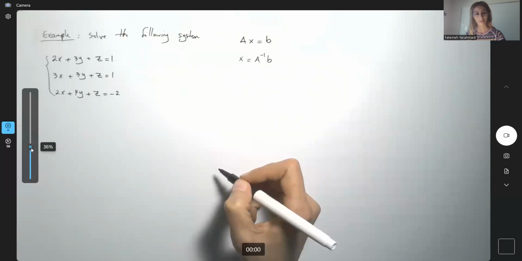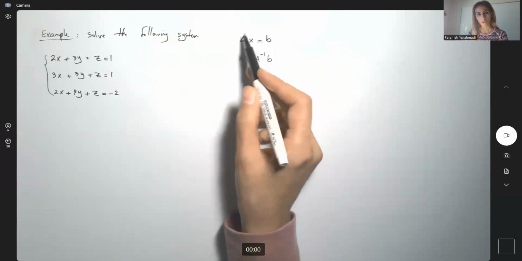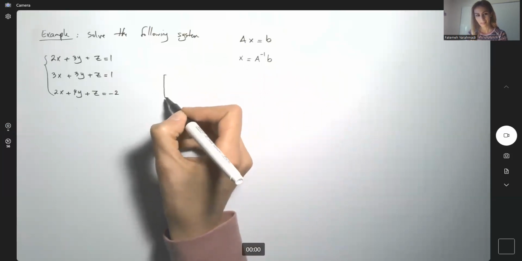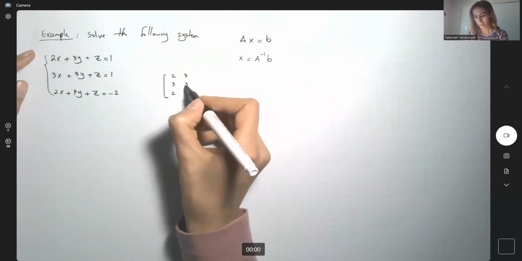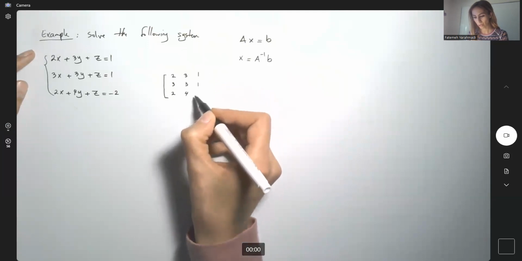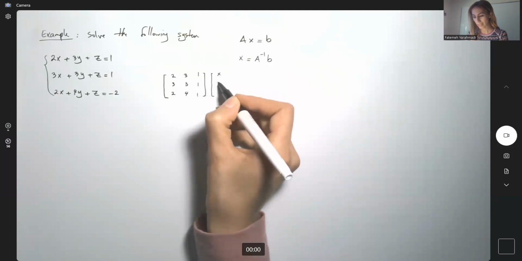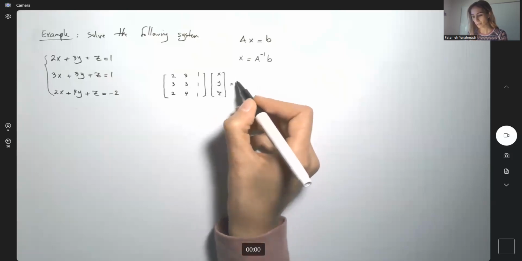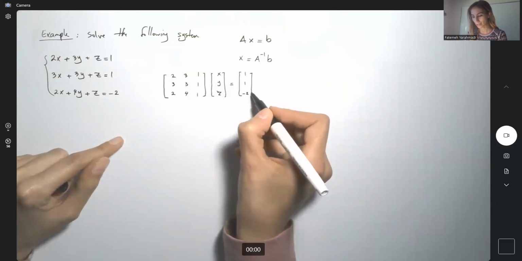Let's make sure that focus is okay. So let us continue. We're going to form AX equals B. A is the coefficient matrix: 2, 3, 2; 3, 3, 4; 1, 1, 1. My X column is x, y, and z. These are the variables that we have, the variable column. And on the right-hand side, you have the constant column, which is 1, 1, and -2.